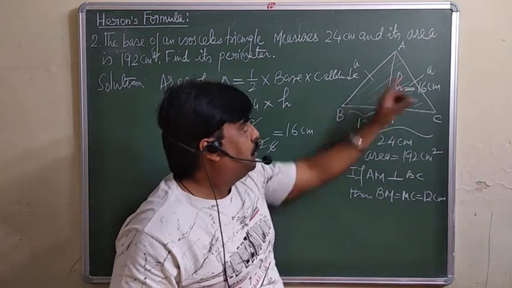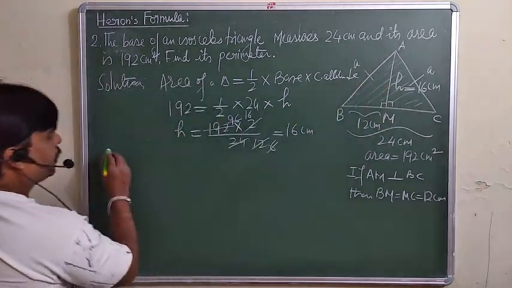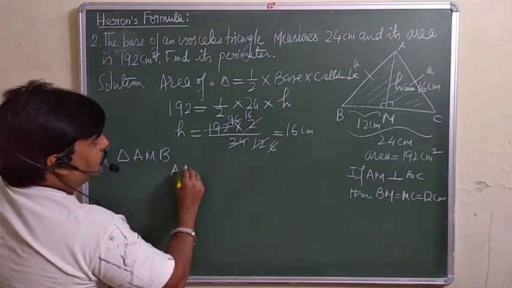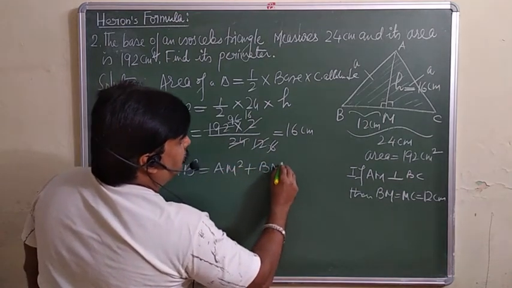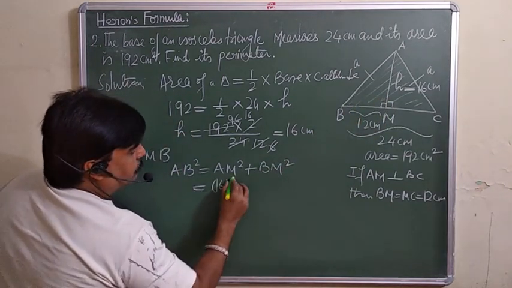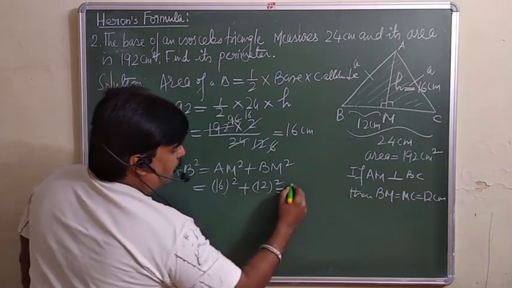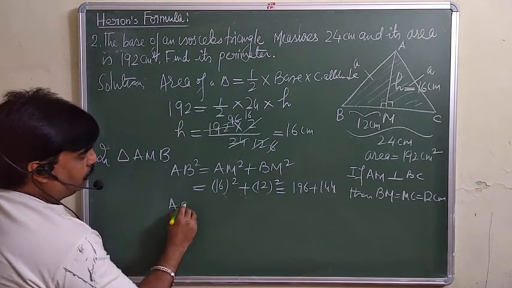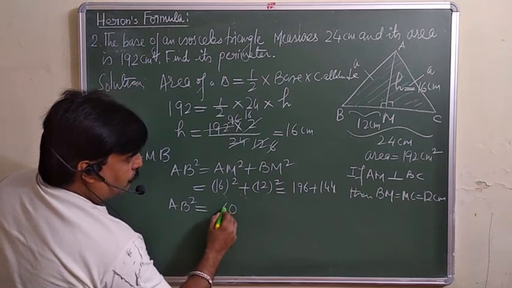Now you know this, you know this h, so by the Pythagoras theorem in this triangle you can find out AB. So just take triangle AMB, we can apply the Pythagoras theorem. AB square is equal to AM square plus BM square. So AM is given as 16, BM is 12, whole square. So what you will get here is 256 plus 144. So AB square is equal to 400.